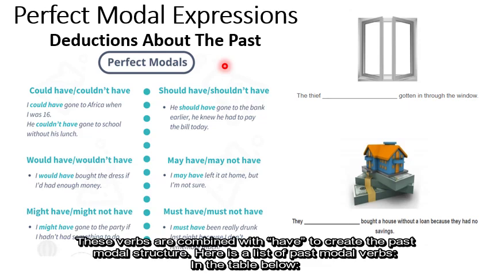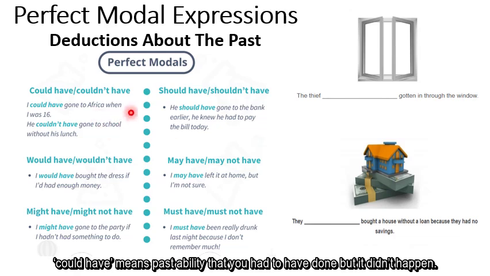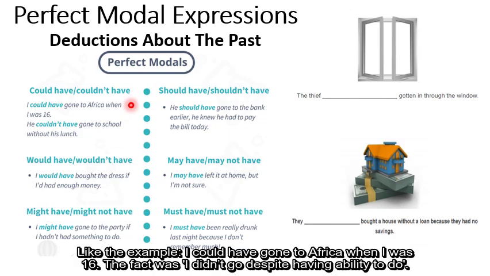These verbs are combined with have to create the past modal structure. Here is a list of past modal verbs. In the table below, could have means past ability, that you had the ability to do but it didn't happen. Like the example, I could have gone to Africa when I was 16. The fact was, I didn't go despite having the ability to do so.